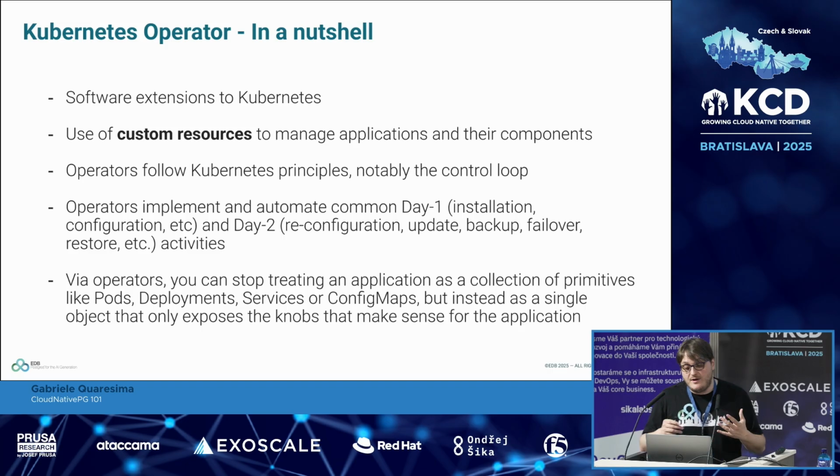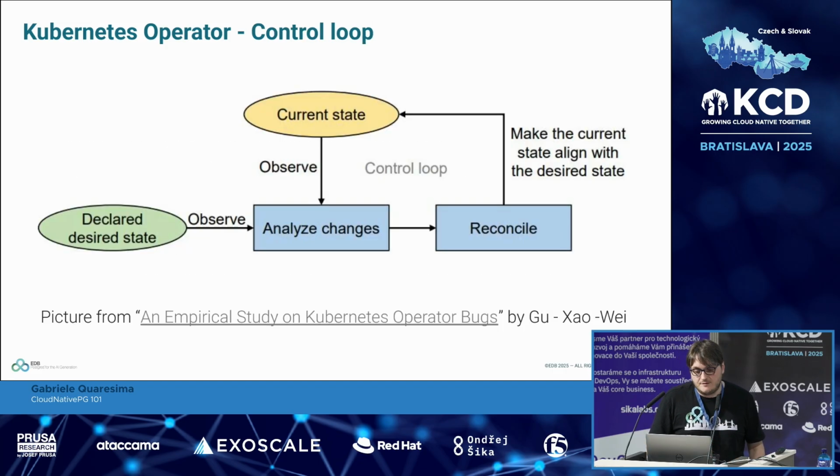The operator can implement and automate common day 1, day 2, and so on operations. We will see them better later. And you can abstract your own resource, so you don't interact directly with the Kubernetes primitives like pods, deployments, or services, but you let the operator do this work. This is another picture of the control loop. You have a declared desired state that you reconcile, the operator reconciles the control loop, and it will be reflected in the current state.